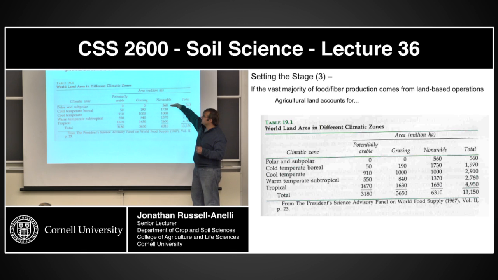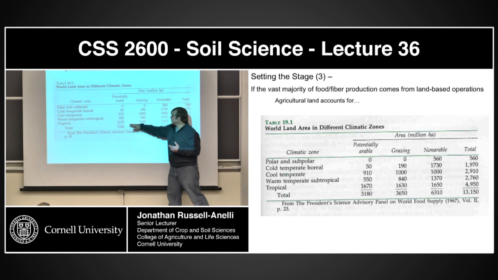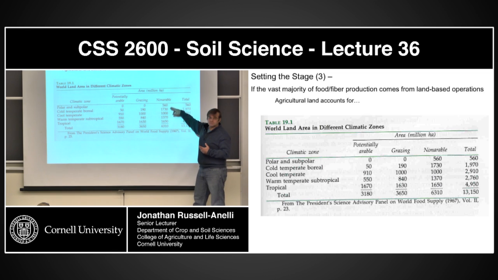I mean, in the cold regions, you're really not looking at a lot of arable activity. When you get down to the tropical regions, the total land area is almost all of it really arable in some sense or another.